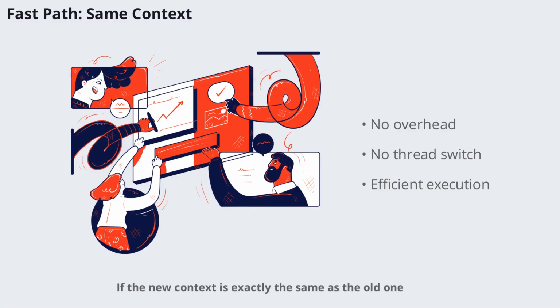If the new context is exactly the same as the old one, withContext takes a fast path and runs the block without any additional overhead. This means no thread switching or extra coroutine creation, making execution as efficient as possible. It's a smart optimization for cases where context switching isn't actually needed.